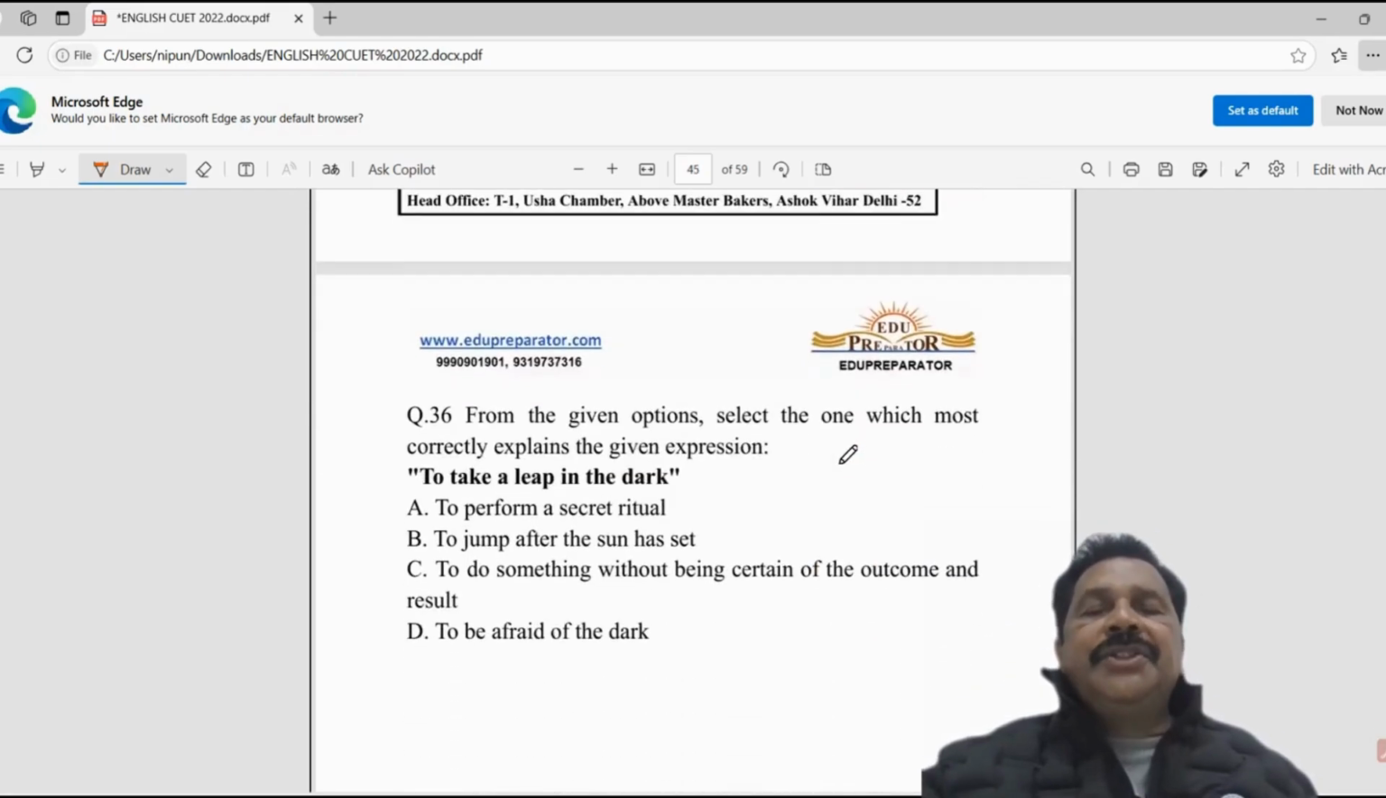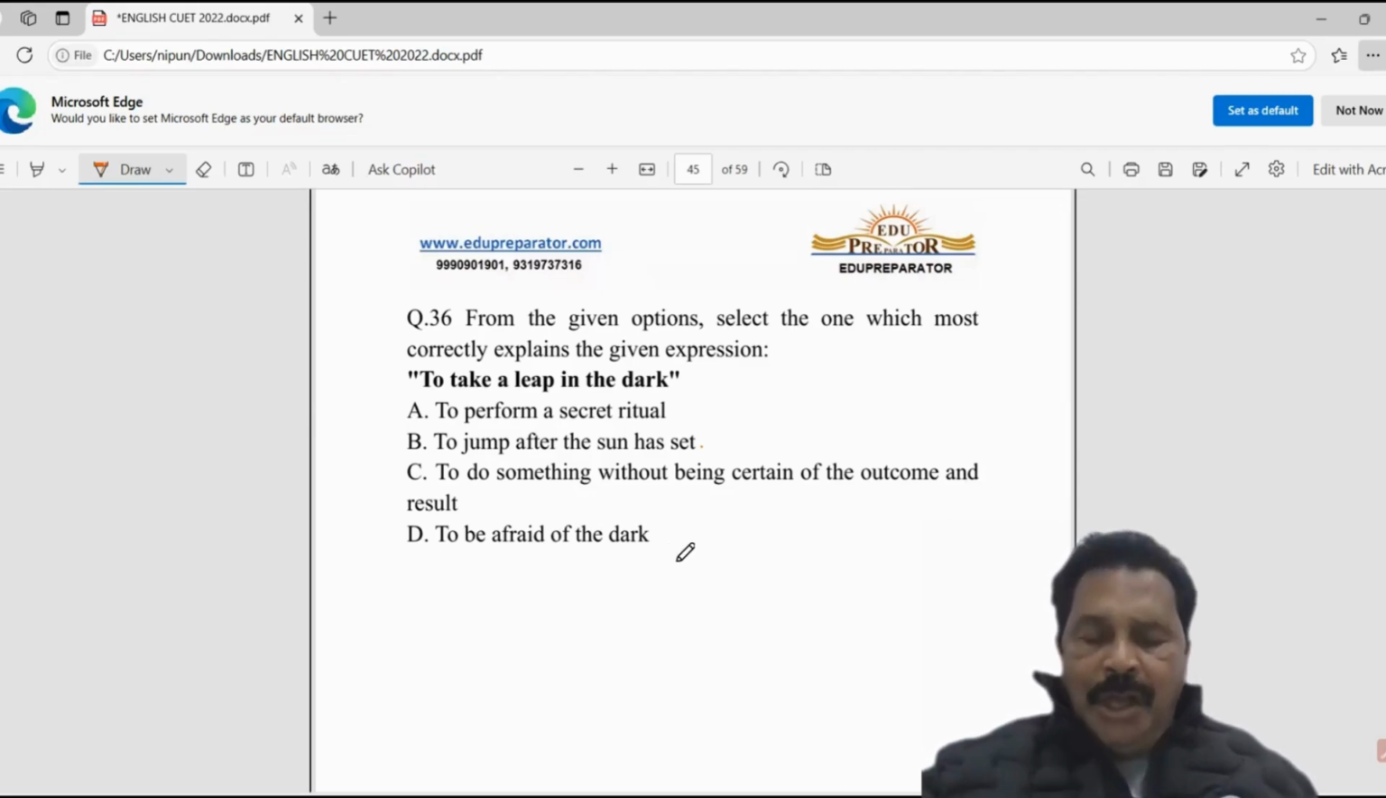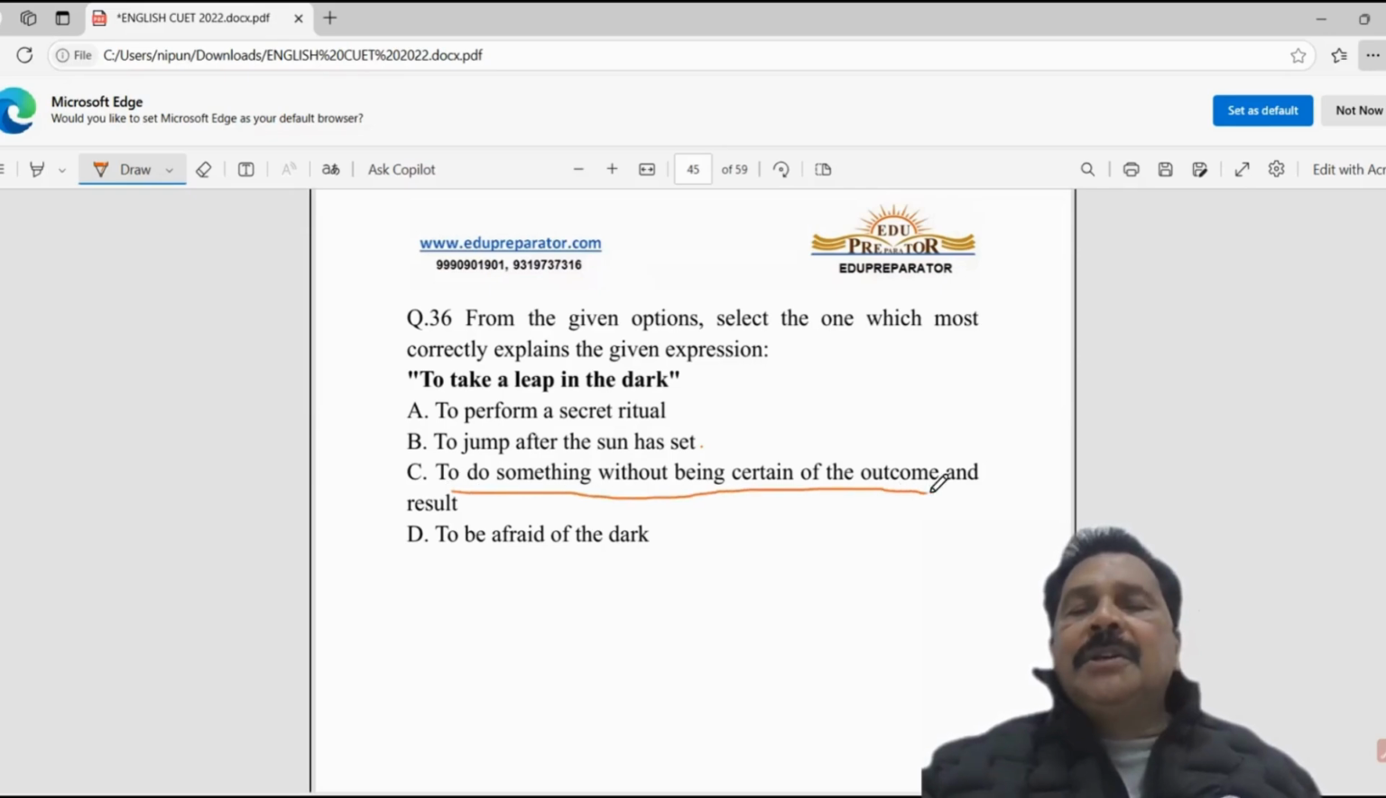That will take you to the next. Again, another idiom. From the given options, select the one which most correctly explains the given expression: to take a leap in the dark. Leap means jump into the dark. That means to perform a secret ritual or to jump after the sun has set. This is actually a literal meaning. Or to do something without being certain of the outcome and the result, or to be afraid of the dark. And the correct answer is to do something without being certain of the outcome and the result.